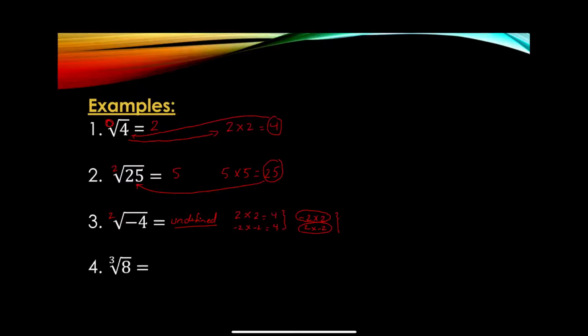Now, what is the cube root of 8? Now ask yourself, what is the number if we multiply by itself 3 times will give us 8? The answer is actually 2. Why? Because 2 times 2 times 2 is equal 8. So what's the number if we multiply by itself 3 times will give us 8? The answer is 2.